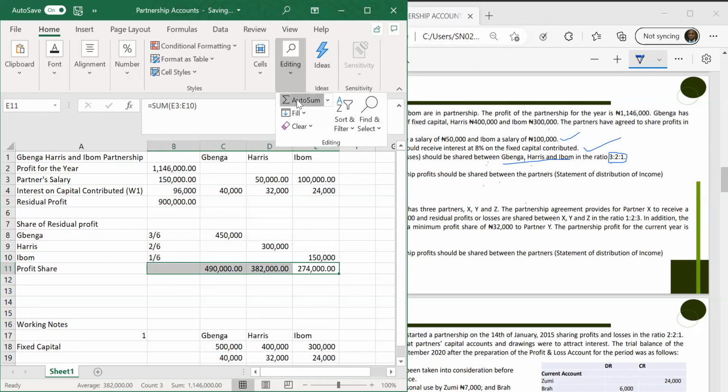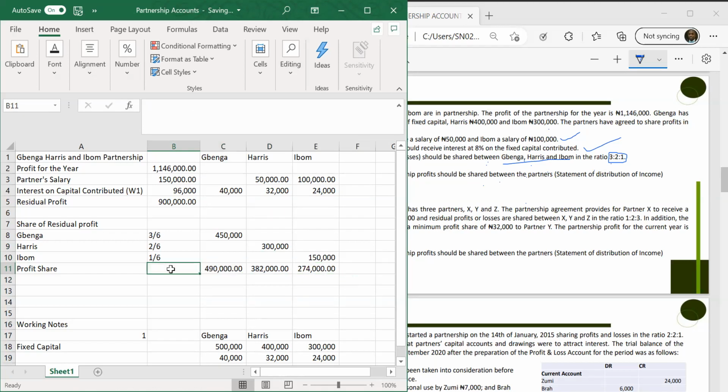If we don't get the same amount, then that means we have made mistakes somewhere. Are you summing for me? 1146. Okay, so 1146. So this is the profit, and this is how it has been shared among the partners. Benga is going home with a very big fat check of 490,000, Harris is going home with 382,000, and this one is going home with 275,000.